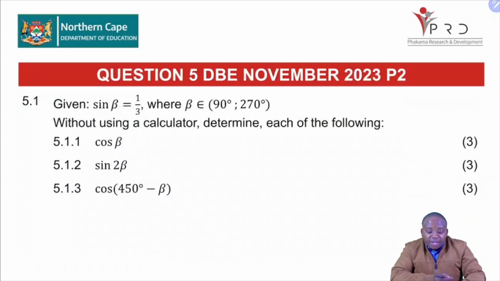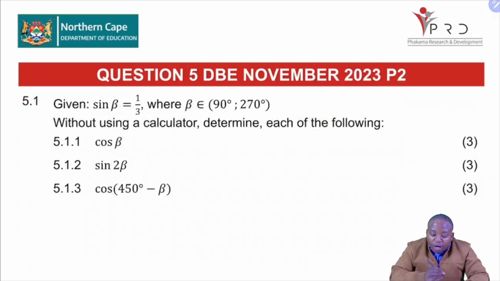Welcome back, grade 12. Let us now go through the solutions to this activity. Now, in 5.1, we are given that sin beta is equal to 1 over 3, where our angle beta is an element of 90 and 270. So for this question, we are saying, without using a calculator, determine each of the following.